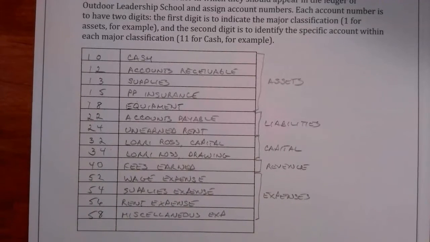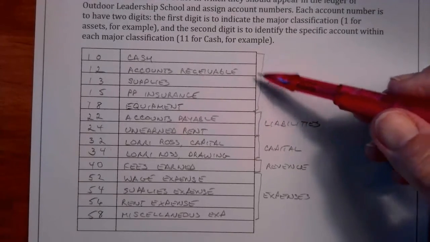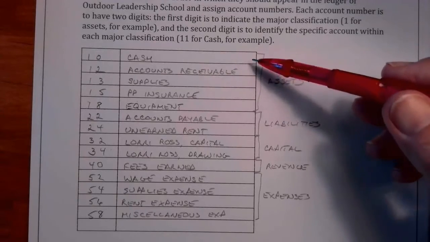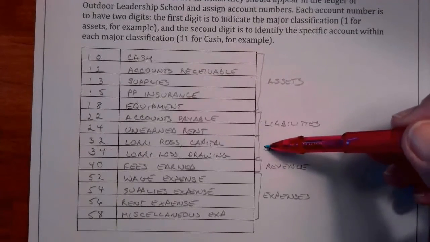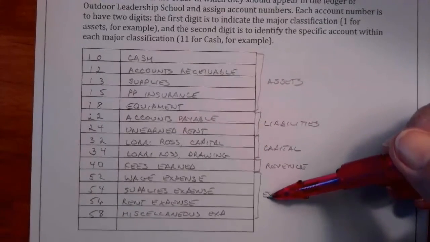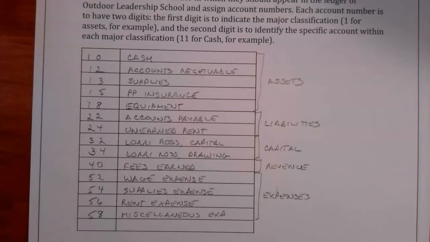So the point is, assets are first, they go in order of liquidity, and we've got current and long-term assets, then liabilities, then your capital accounts, then revenue, and then expenses. These categories determine that first digit in the account number. And that's the story.